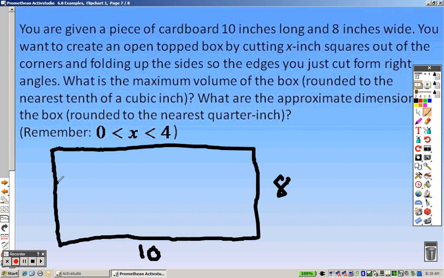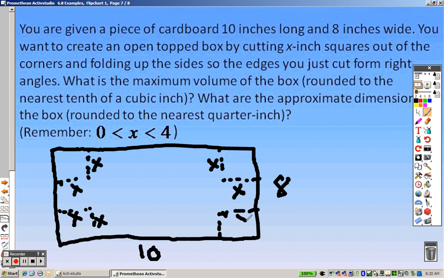but the only way you can create the box from what they're saying is you got to cut out corners that are x by x long, and you have to do that in every corner. You have to cut out corners that are x by x long. The reason why we're saying x by x is because we don't know how long we should cut them out for. That's why it's x by x.